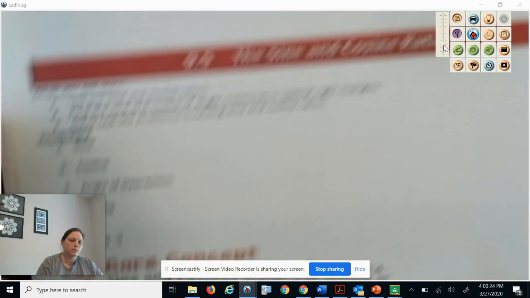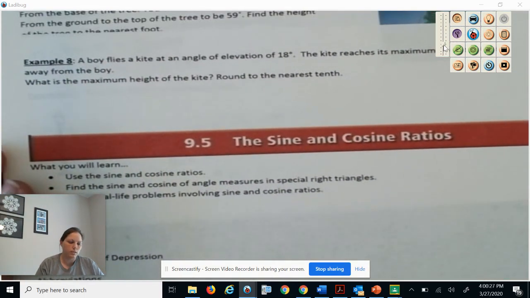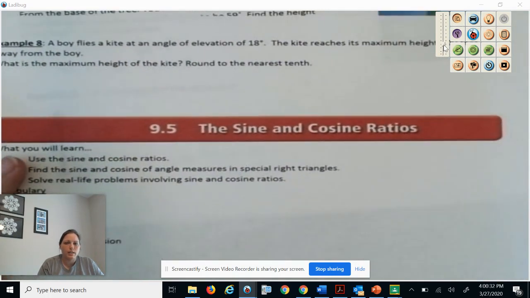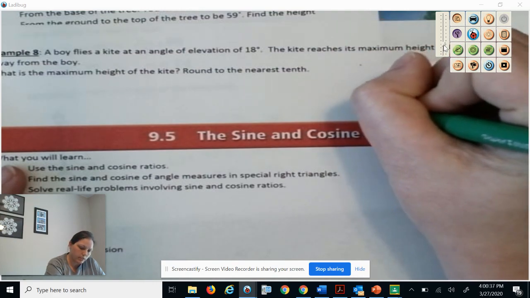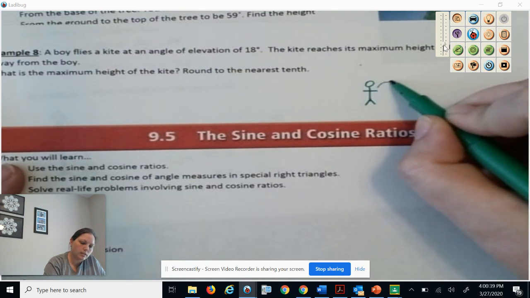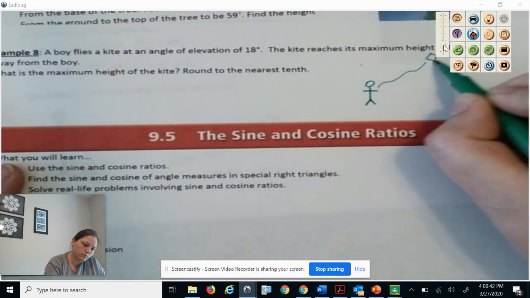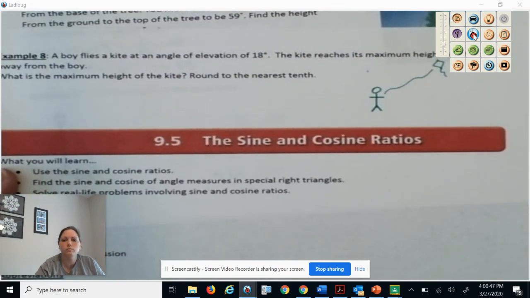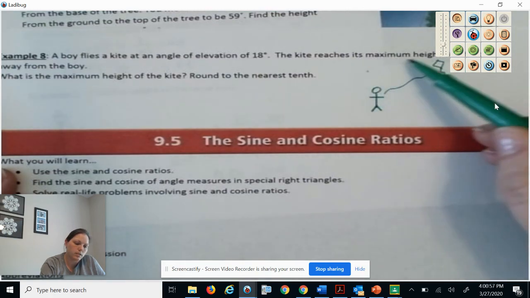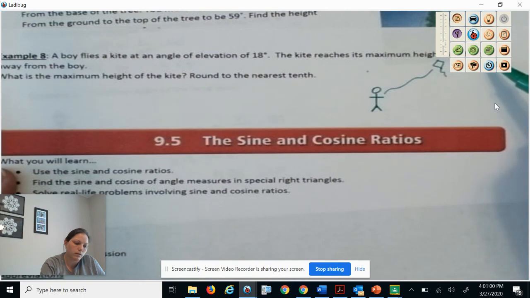All right, last example, number 8 on your next page. We have our boy flying a kite. Here's my art lesson for you today. Here's my little boy. He's flying a kite. The angle of elevation is 18 degrees, and the kite reaches its maximum height at 300 feet away from the boy.